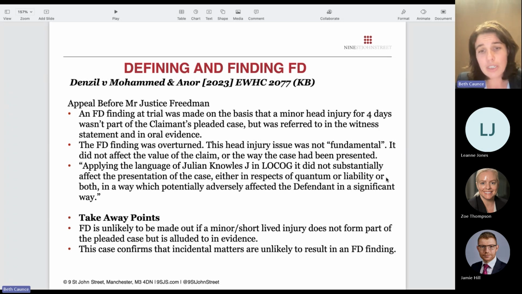So what this case really tells us is that even if there might be discrepancies, inconsistencies in the evidence, if this goes to minor short-lived injuries or the like, fundamental dishonesty is unlikely to be made out. It essentially confirms that incidental collateral matters are unlikely to result in an FD finding, even where those inconsistencies can be identified.